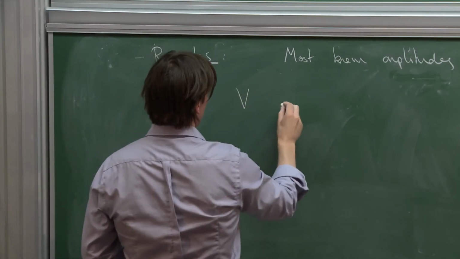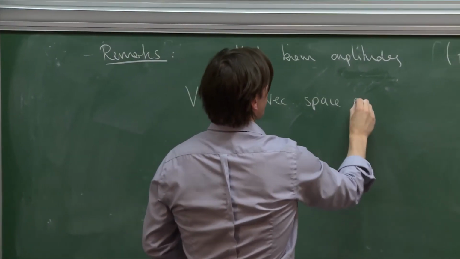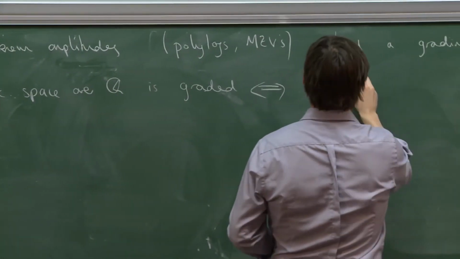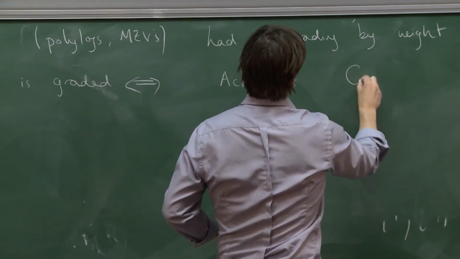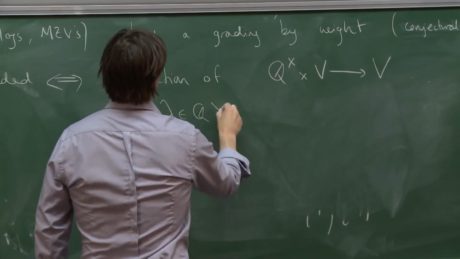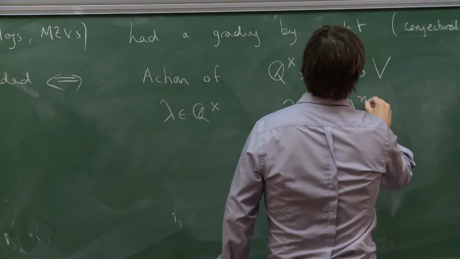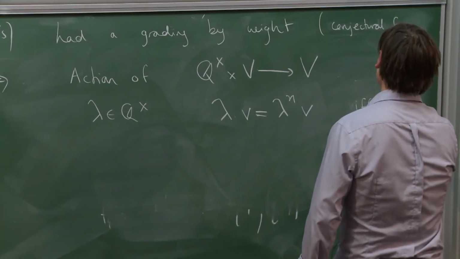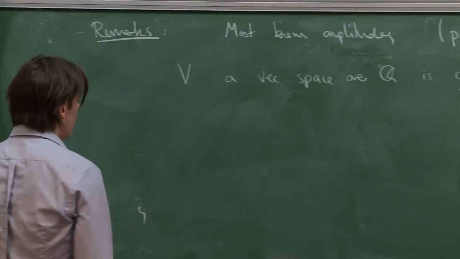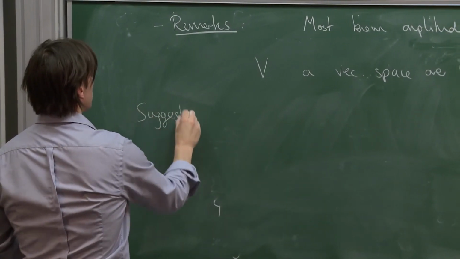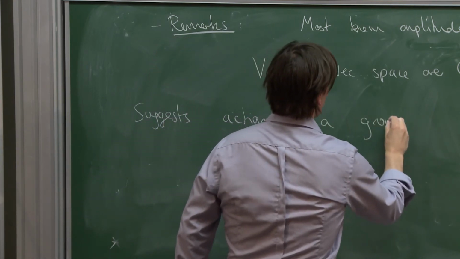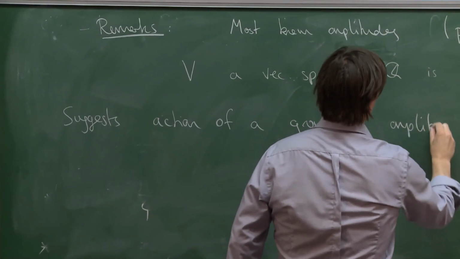So recall that V, a vector space over Q, is graded if and only if it admits the action of a group, where for lambda in Q star, lambda acting on V is lambda to the n times V, if and only if V is of degree n. So we can think of this grading as a group action, and this suggests, amongst other things, the possible action of a group on amplitudes, which a priori doesn't make much sense.